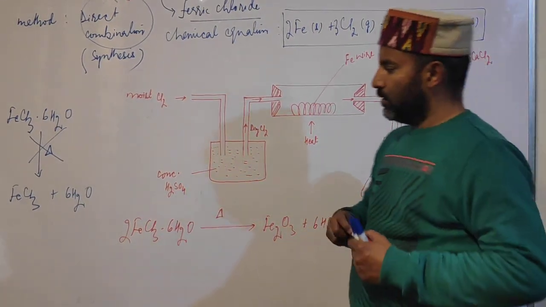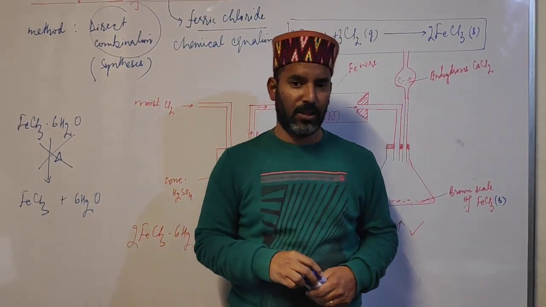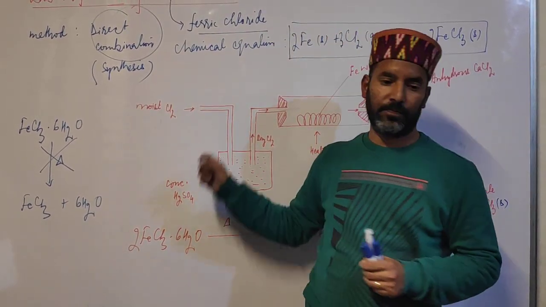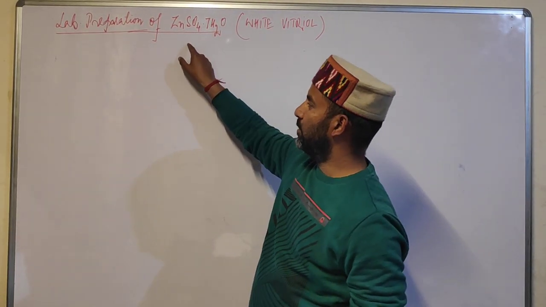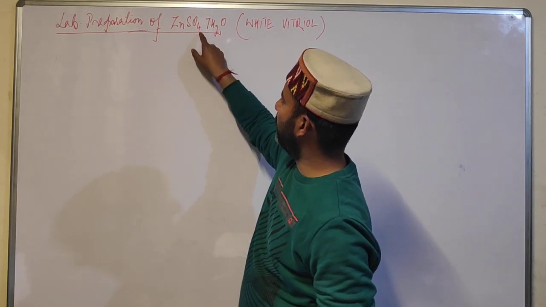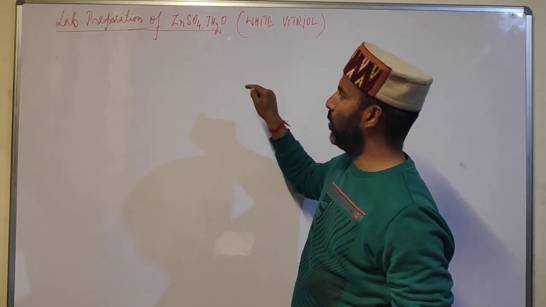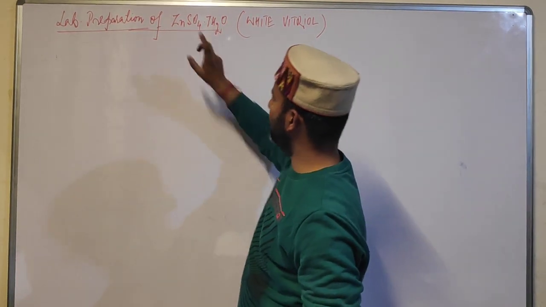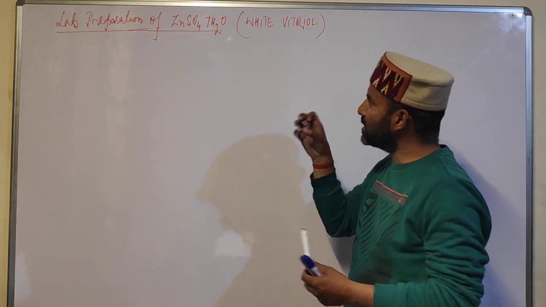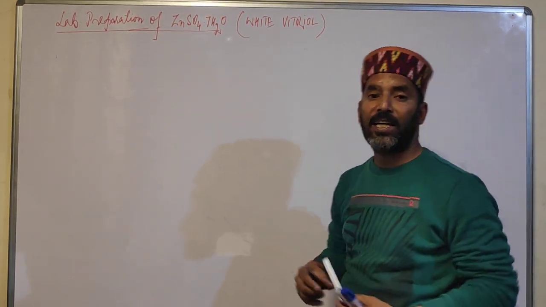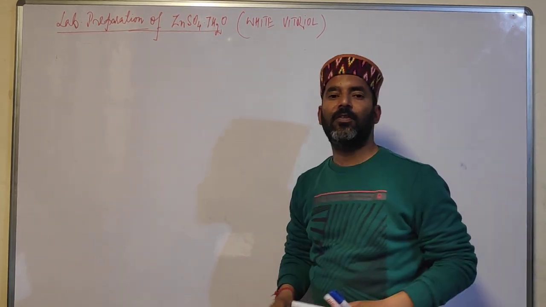Now students, next we will discuss the lab preparation of zinc sulfate crystals, that is white vitriol. Dear students, zinc sulfate occurs as zinc sulfate dot 7H2O. So zinc sulfate occurs in hydrated form, and these hydrated zinc sulfate crystals are commonly called white vitriol crystals. Zinc salts are white, so we call this white vitriol.